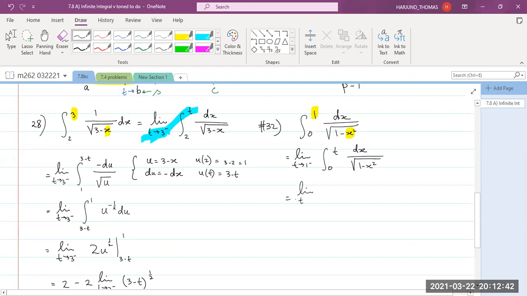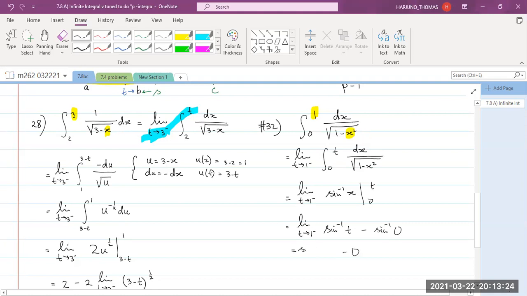What is the integral of dx over square root of 1 minus x squared? Almost right. Sine, almost right. Sine inverse. Okay. So this is the limit as t goes to 1 from the left-hand side of sine inverse of t minus sine inverse of 0, which is 0.